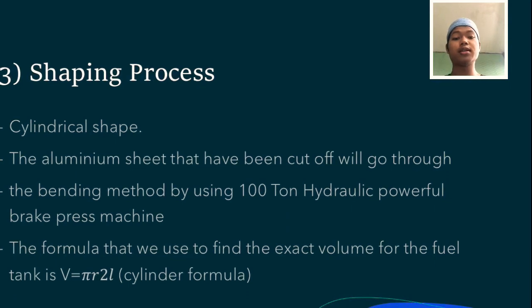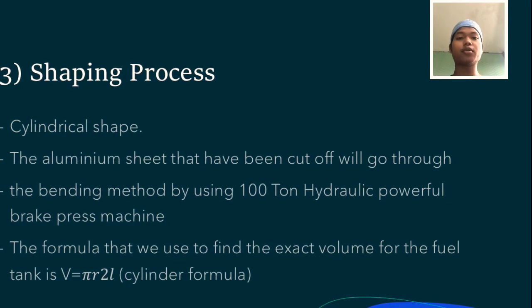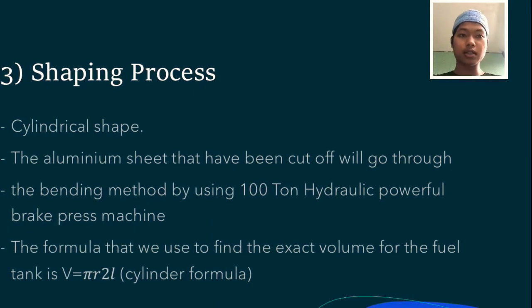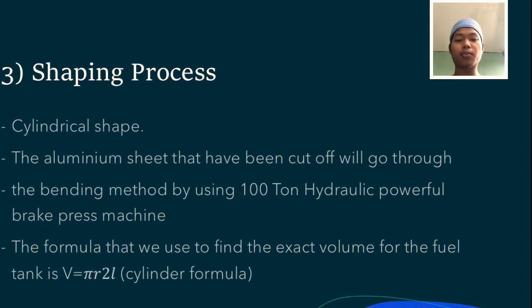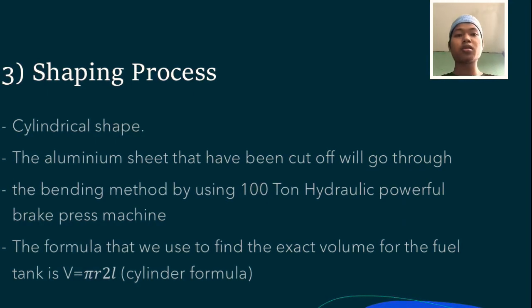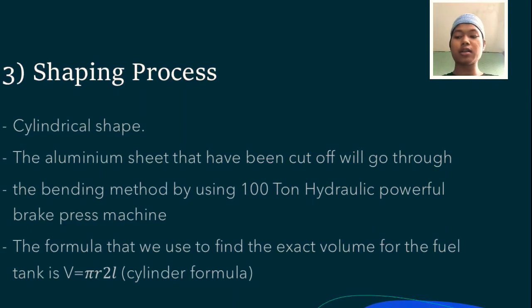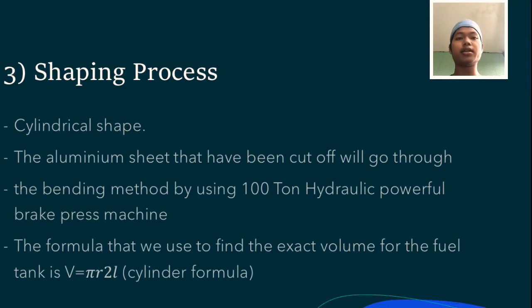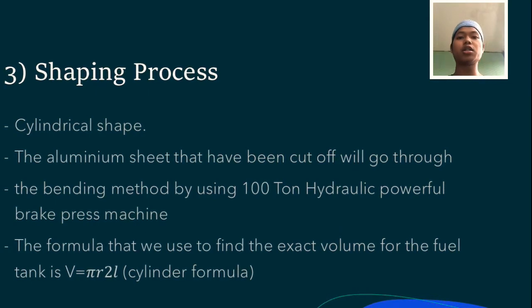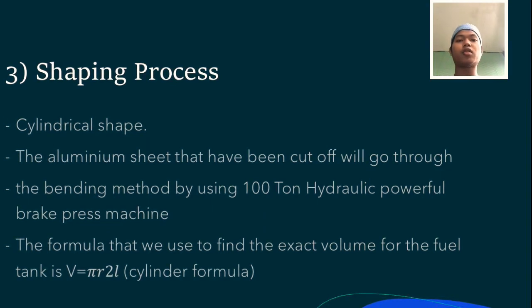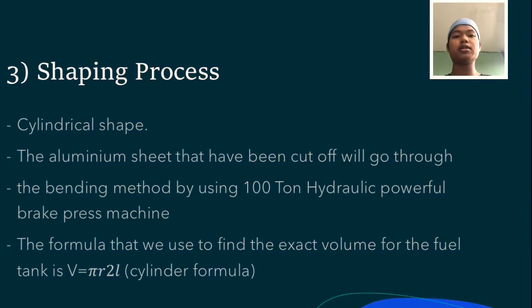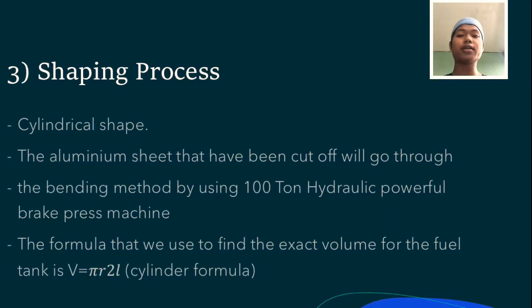So the rectangle aluminum sheet that has been cut will go through the bending method by using a 100 ton hydraulic powerful brake press machine. When it goes to the brake press machine, the aluminum sheet will be bent into the shape of a cylinder. The formula that we use to find the volume of the fuel tank is V equals pi R squared L. V is the volume, R is the radius, and L is the length.